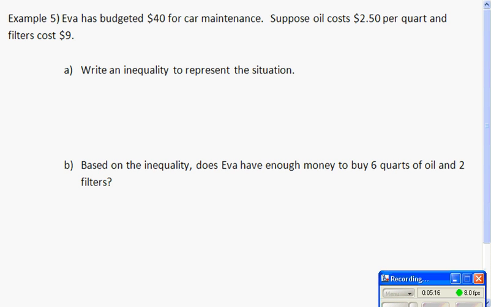Last example, I need to write an inequality here. Eva had budgeted $40 for car maintenance. Suppose oil costs $2.50 per quart and filters cost $9. Her oil maintenance on her car is going to hinge on how many quarts of oil she gets. So this right here would dictate your slope. Slope would be written next to x. X would represent the amount of oil then. Since this is talking about cost, y would be your total cost or the amount budgeted.